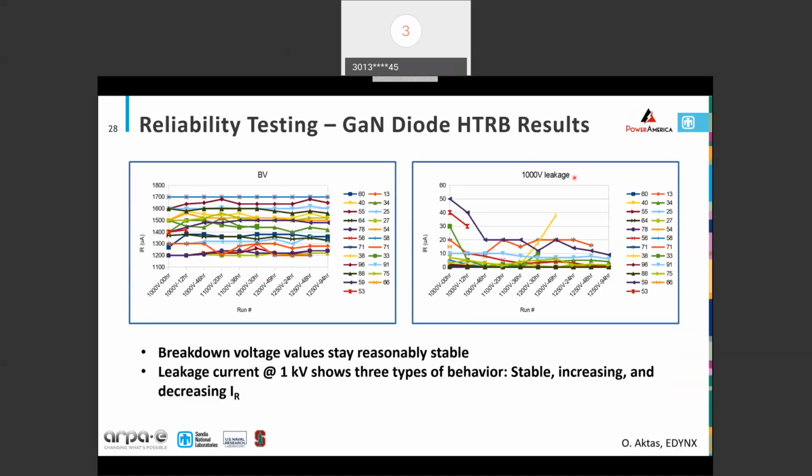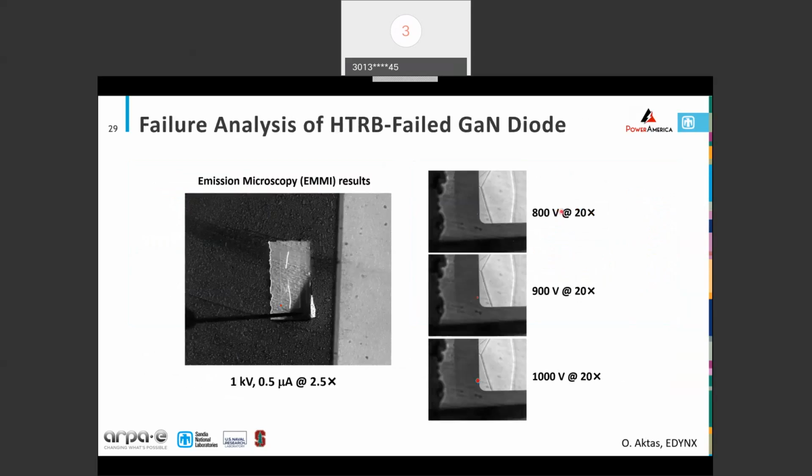The leakage current, so it's a similar type of test, and now we are seeing some variation across this population. Some just kind of stay stable, some show a decrease. This one shows an increase, and then where these lines terminate, that's actually a device that's failing. So then the question is, why is that device failing? So we've done a fair amount of failure analysis work.